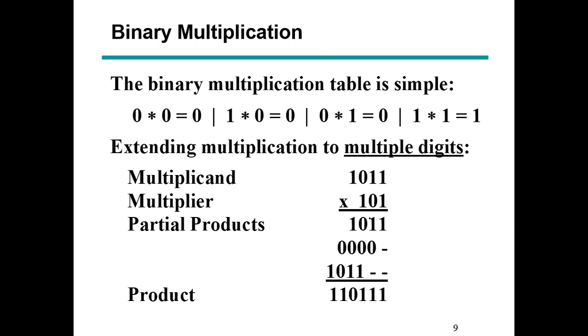And binary multiplication, again, it is very easy. Maybe multiplication is the easiest of all. So how does single bit multiplication work? If you multiply 0 with 0, it's 0; 0 with 1 is 0; 1 with 0 is 0; and 1 with 1 is 1.